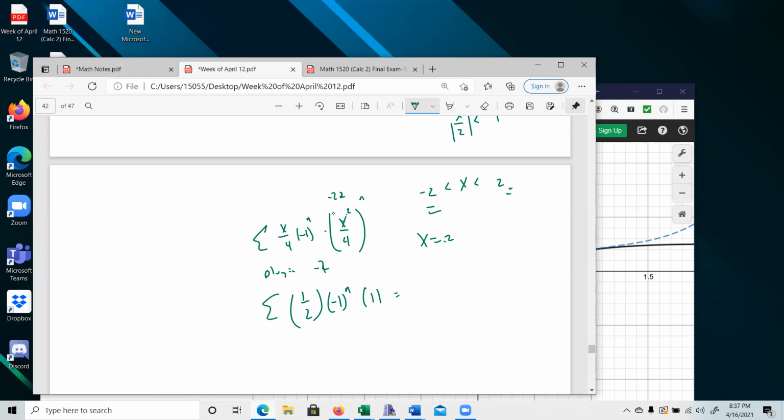So what happens here? We just get a half for x equals 0, minus a half, plus a half, minus a half, plus a half, and so on. Even though I know this toggles back and forth, it doesn't converge. So you can't have x equal to negative 2. It has to be a little bit bigger than negative 2, and a little bit smaller than 2. So my radius of convergence here is x strictly between 2 and negative 2. Okay, and that's how you do that.